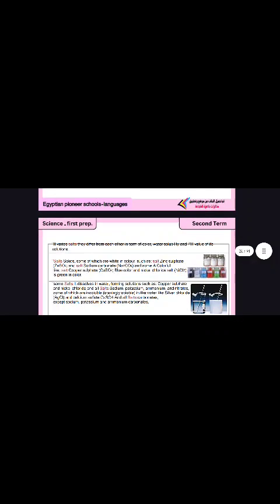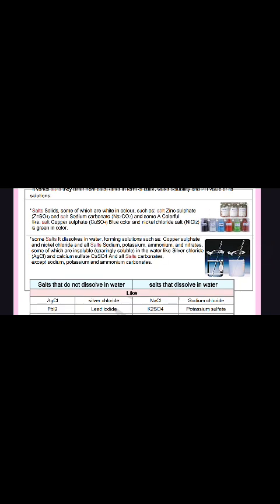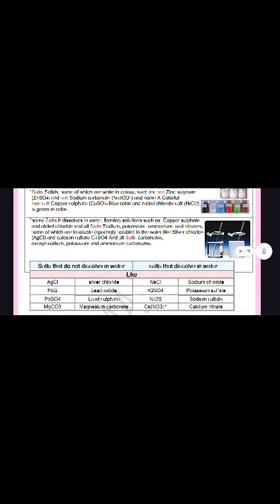The properties of salts: salts vary, as they differ from each other in terms of color, water solubility, and pH values like we've mentioned before. Some salt solids are white in color, such as zinc sulfate and sodium carbonate, and some are colorful, like copper sulfate, blue in color, and nickel chloride salt in green color. Some salts dissolve in water, forming solutions such as copper sulfate and nickel chloride.